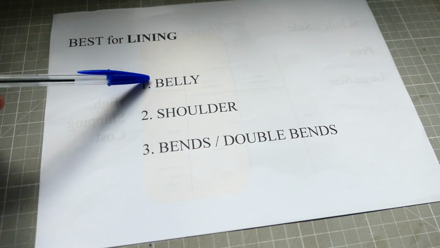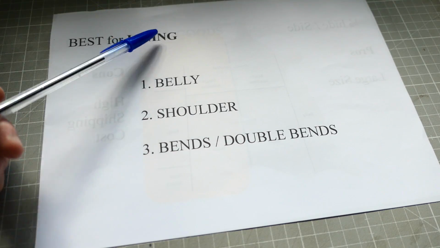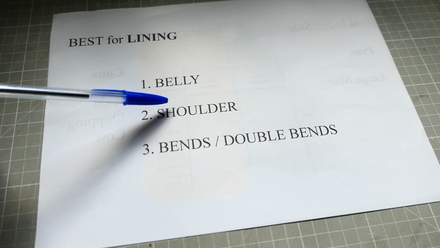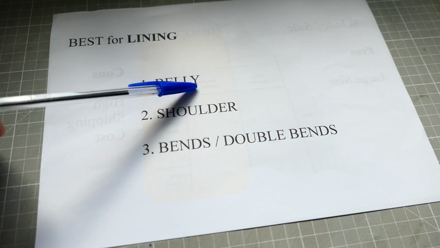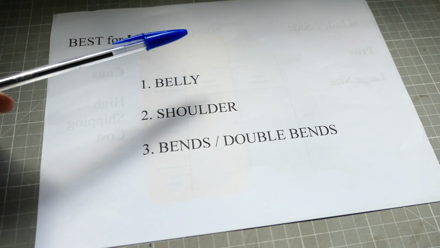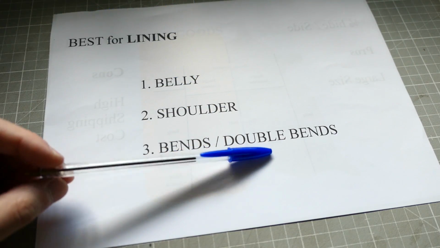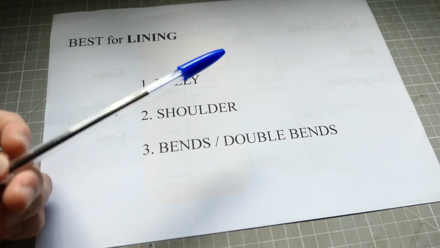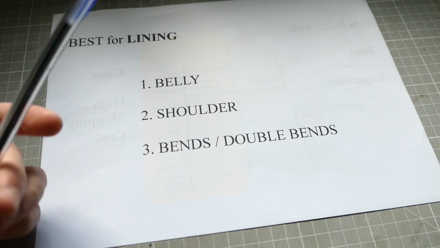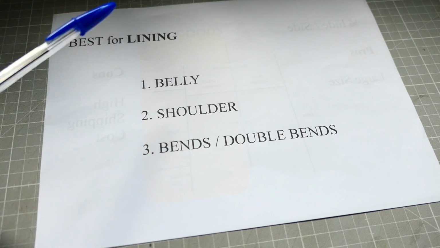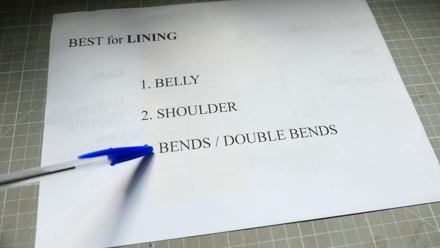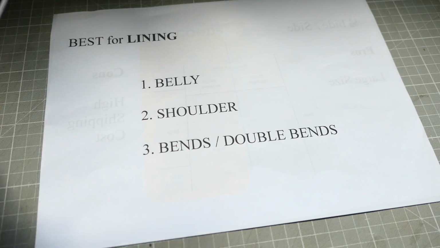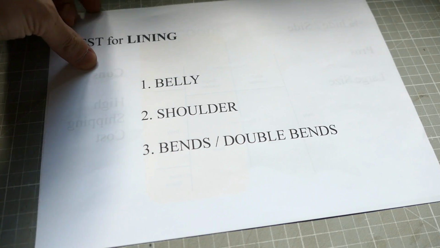So you could use the belly, or if you don't want to cheap out on that quality either, you can go for a shoulder as well. And also, if you want to go for only the highest quality, and you can charge 600 euros for your belts, you can go for bends as well. Of course, this comes with a price, so you have to really think about it. But quality matters. Bends is the best.